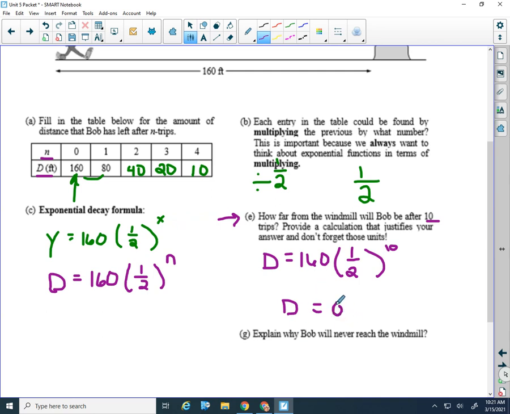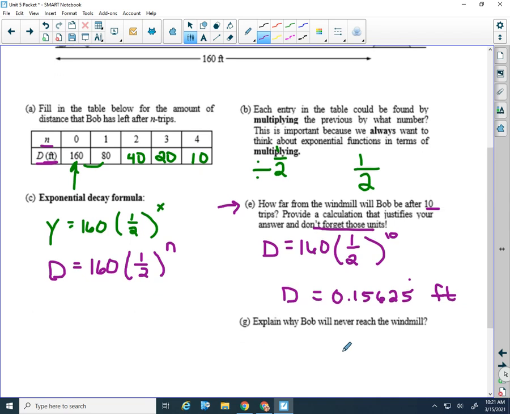So that is 0.15625. And in the problem, it says, don't forget those units. It's feet. So if you are 0.156 feet, that means you're like, I don't know, less than an inch away from the windmill.